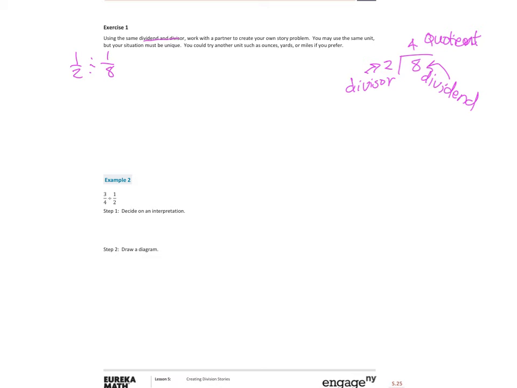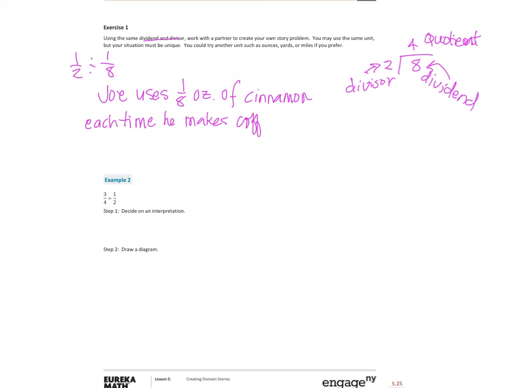And if we know that, let's see, how about Joe uses 1/8 ounce, so the different unit, of cinnamon. I have to spell cinnamon right. Cinnamon each time he makes coffee cake. We're still baking. Okay, so how many batches can he make?